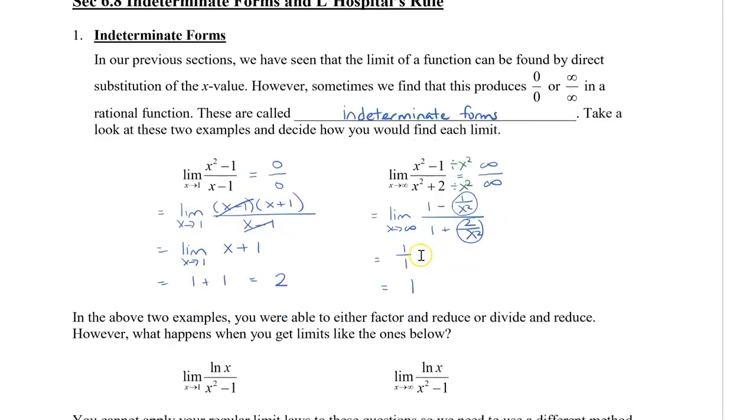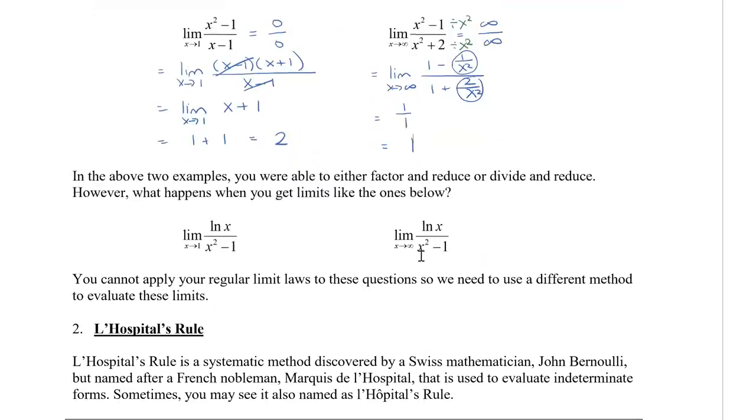However, what happens when you get limits like the ones below, where the limit as x approaches 1 gives ln x, or natural log of x, divided by x squared minus 1? The natural log of 1 is 0, and 1 squared minus 1 is also 0. When I plug in infinity into the second one, the natural log of infinity is infinity, and infinity squared, also very, very big, is also infinity. So we need to find a different method to evaluate these limits, and this is where L'Hospital's Rule comes in.